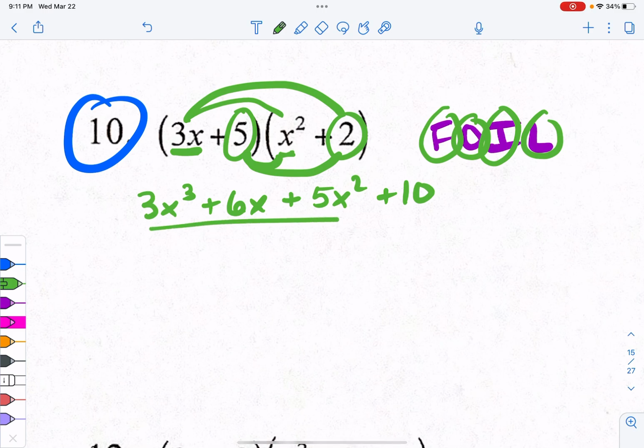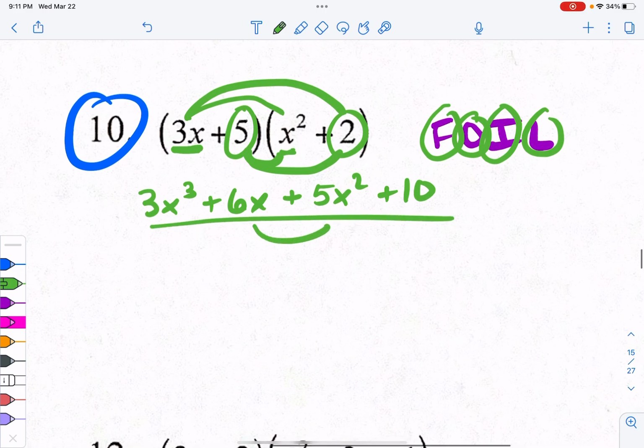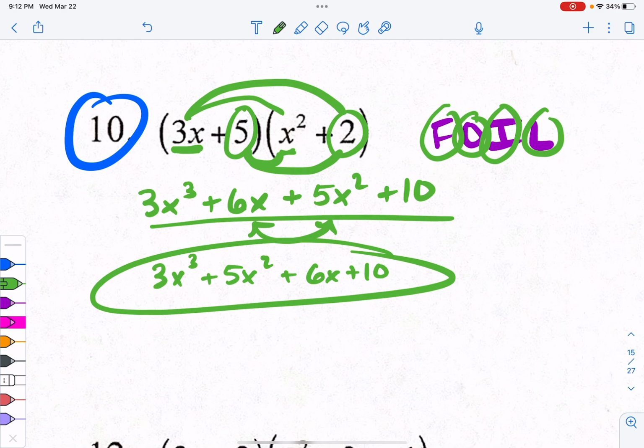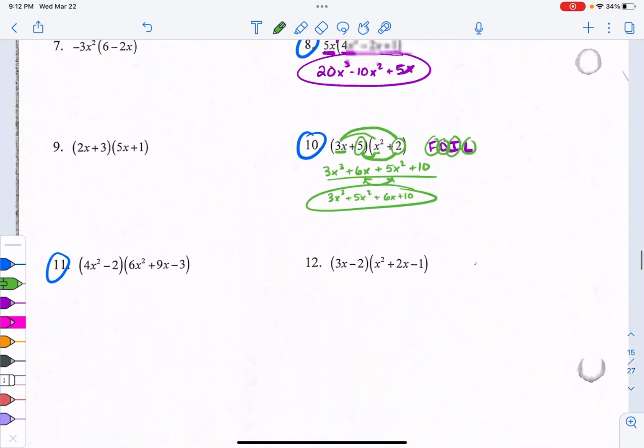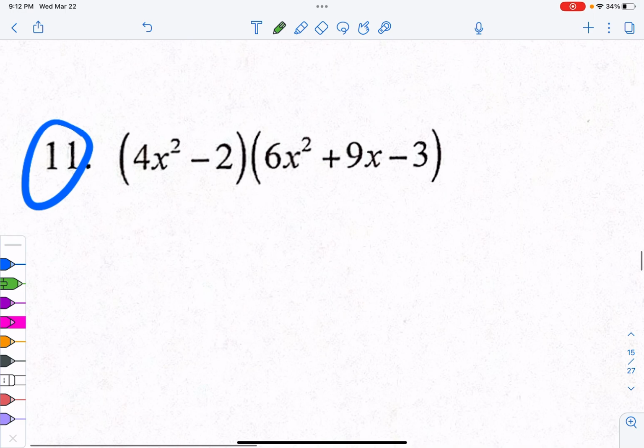Okay, the only other thing that I will do to this is I'm going to flip these two around so that it's in order. So 3x cubed plus 5x squared plus 6x plus 10. And there we go. So he is all the way done. Okay, you can combine like terms if you are able to, but in this one I wasn't able to, so I just rewrite them in order. Okay, all right, the last one for polynomials that we'll do is this one.